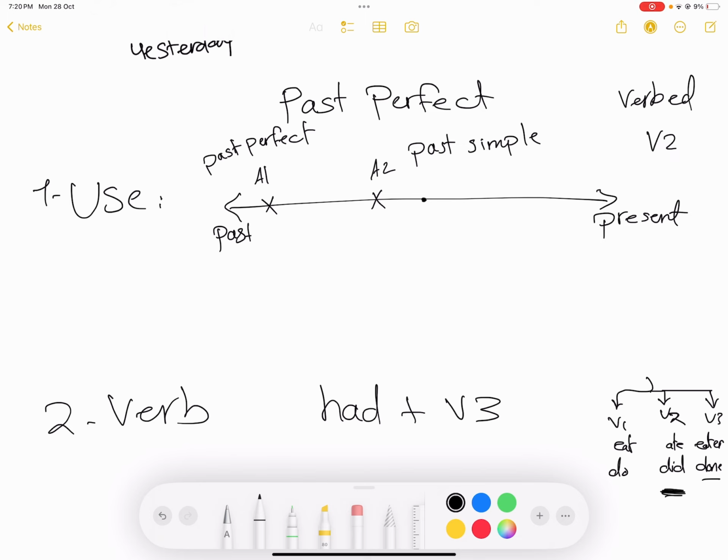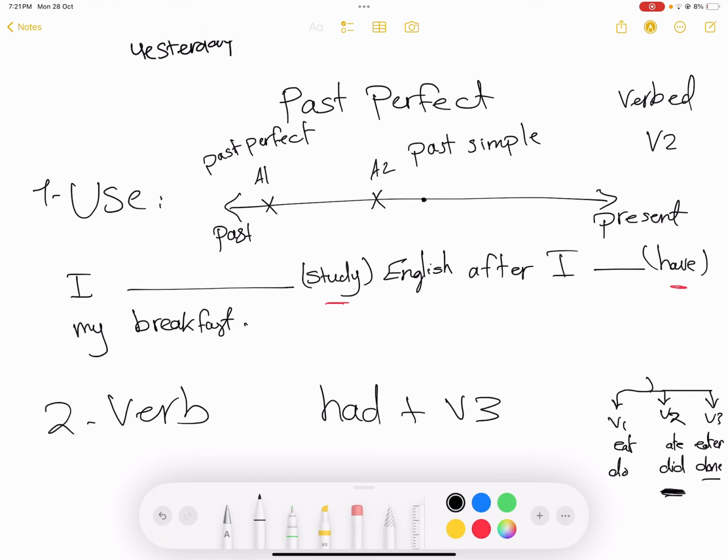Let me write an example, and you will understand what I'm talking about. I study English after I have my breakfast. So here I have 2 actions, both started and ended in the past, but there is an action that happened earlier in the past. So which one happened first? This is the first action, because I studied English after this one. This one will be in the past perfect.